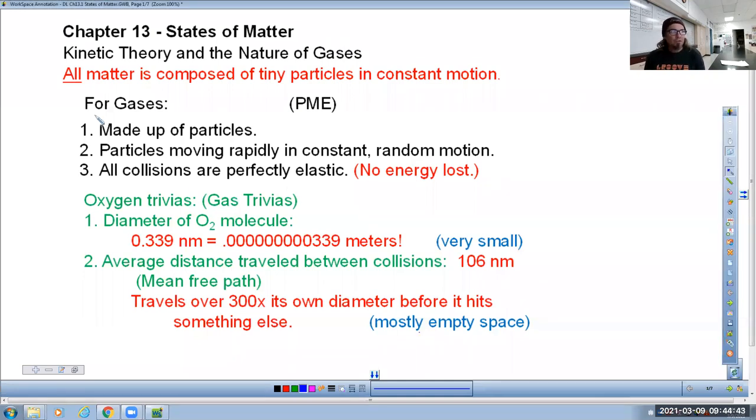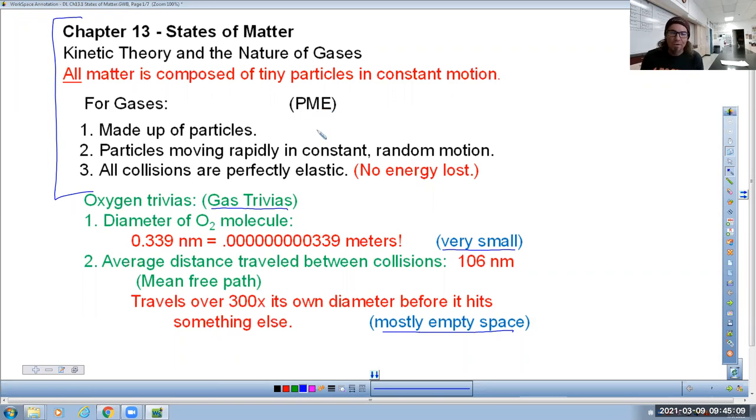Good. All right. So as you copy down this slide, definitely you want to copy down all of this. And I would say instead of copying down the oxygen trivias, why don't you just copy down gas trivias? And then you can include very small and mostly empty space as the first two things that we can say in our gas trivias. Yesterday, I was asked the question, why is there a PME hanging out there?